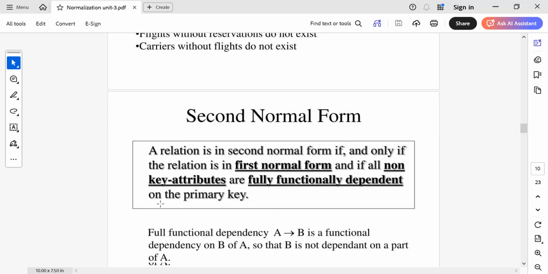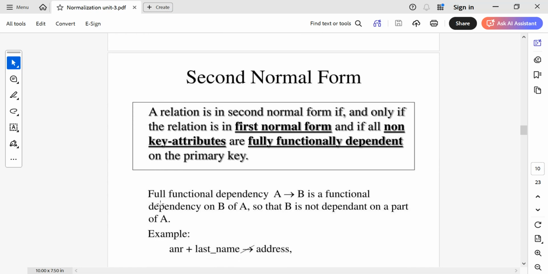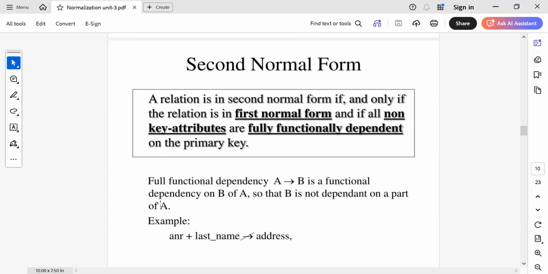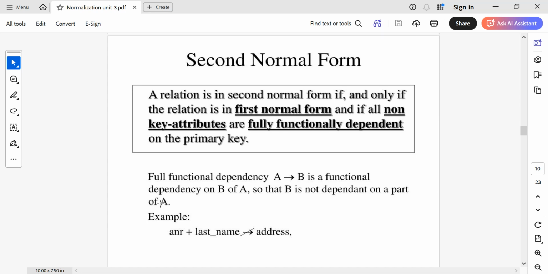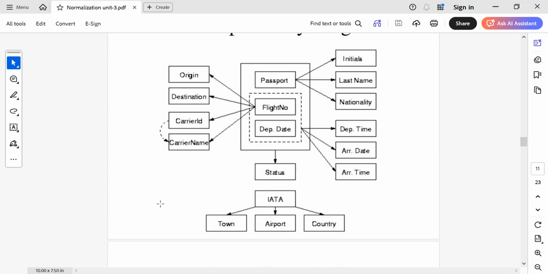Second normal form: all non-key attributes are dependent on the key attribute. Key attribute means primary key. That is called the key attribute, right? So here is the functional dependency diagram.